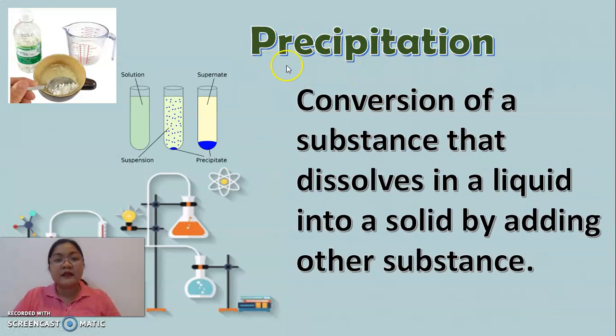Next, precipitation. Last one, precipitation. When we say precipitation, it is when a liquid becomes solid. It is a kind of substance that dissolves in a liquid and turns into a solid by adding another substance. So the best example for precipitation is vinegar and milk. Okay, you can try this at home.